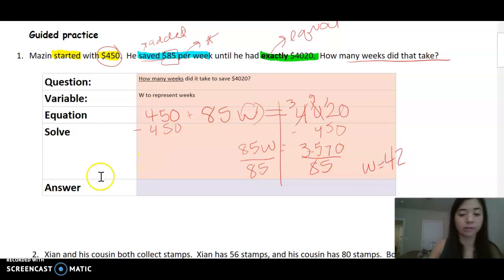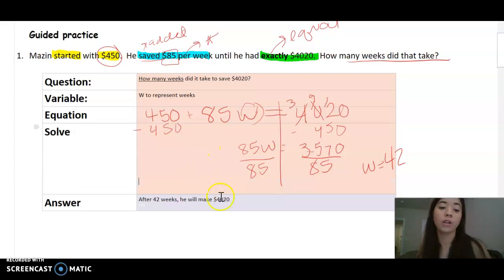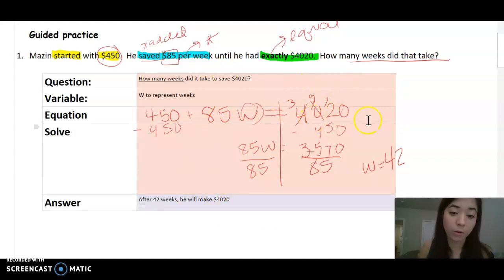So that means after 42 weeks, you will make $4,020. Okay, so we wanted to know after how many weeks will he make that amount of money. So we used W to represent weeks, and then we solved for W to figure out how many weeks it would take him to make that total. So find your question, create a variable, set up your equation, and then solve.